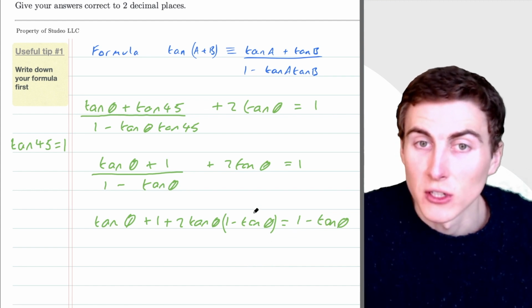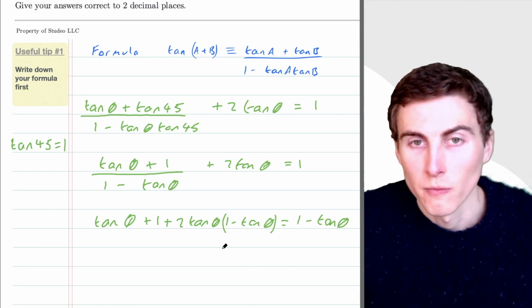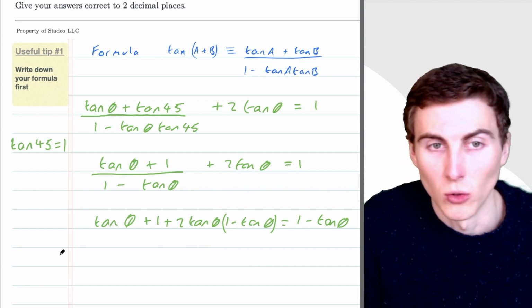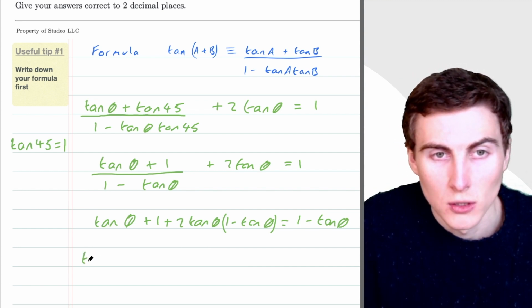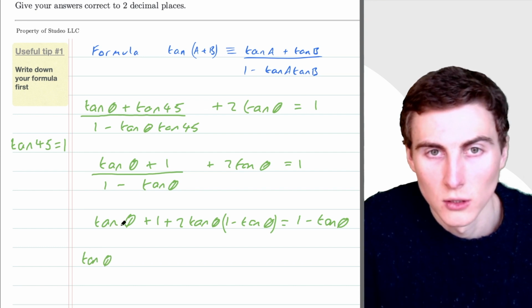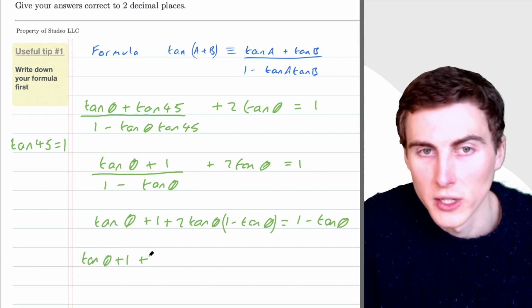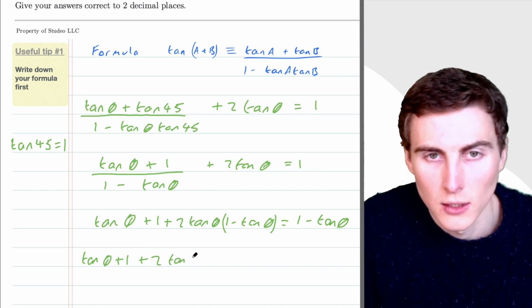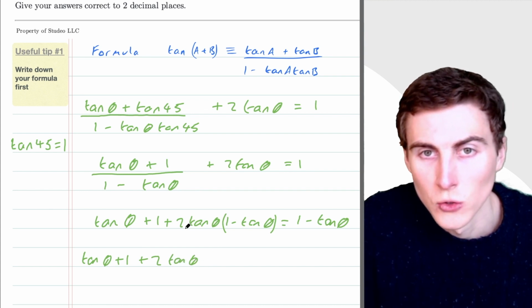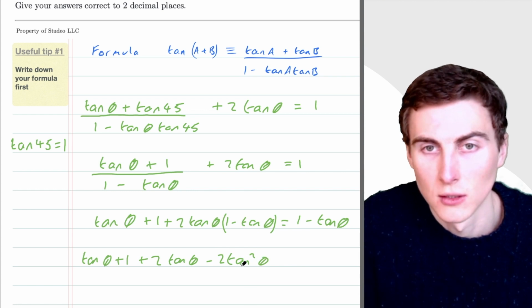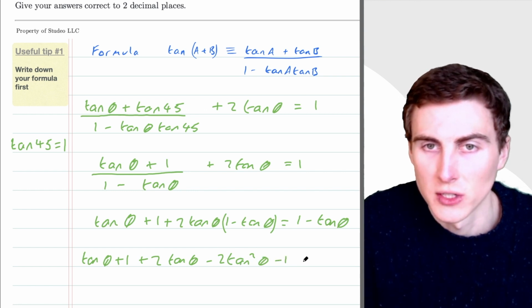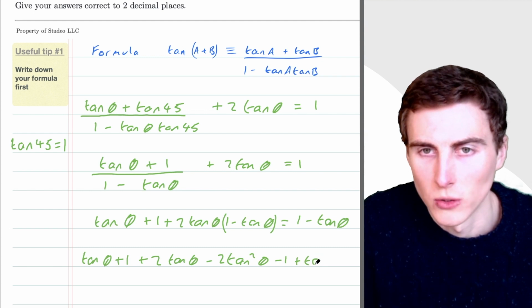Now, I could bring everything to the same side, or I can expand this first. We could probably do both in one go, really. So we've got tan theta, this one, plus this 1, plus 2 tan theta times 1, which is 2 tan theta. 2 tan theta times minus tan theta is minus 2 tan squared theta. And I'm going to take away the 1, so it's on this side, and I'm going to add the tan, so it's on this side as well. So everything is on the left.